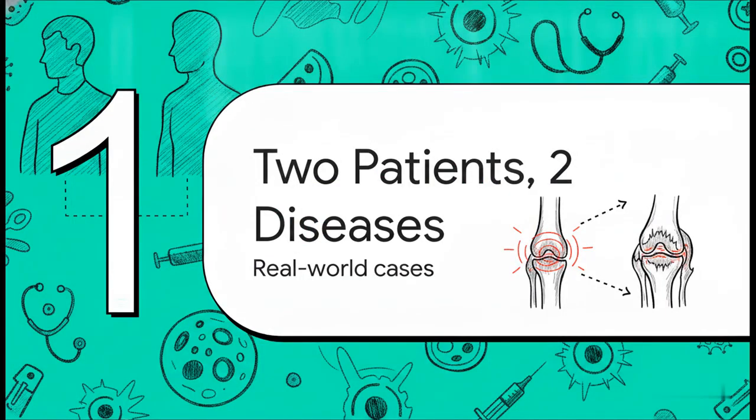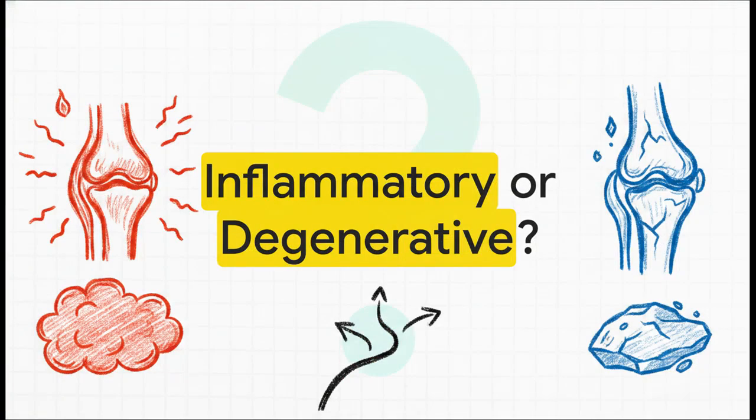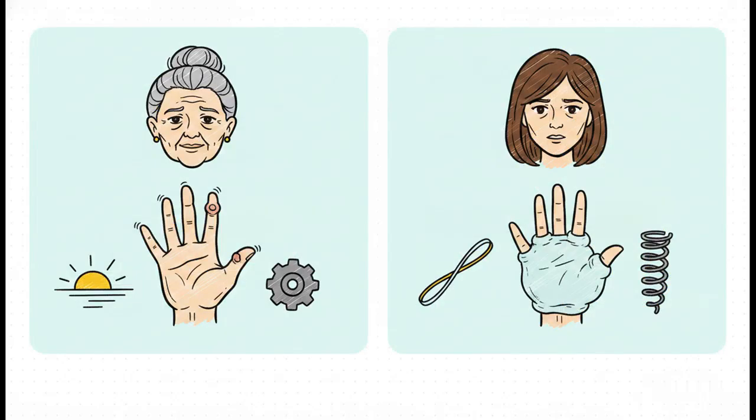Two patients, two diseases. So picture this. A patient walks into your exam room and they're complaining of joint pain. Right away, your brain has to navigate this central diagnostic challenge. Is what I'm looking at an inflammatory process, or is it a degenerative one? Let's put two clinical vignettes side by side to really see this in action.